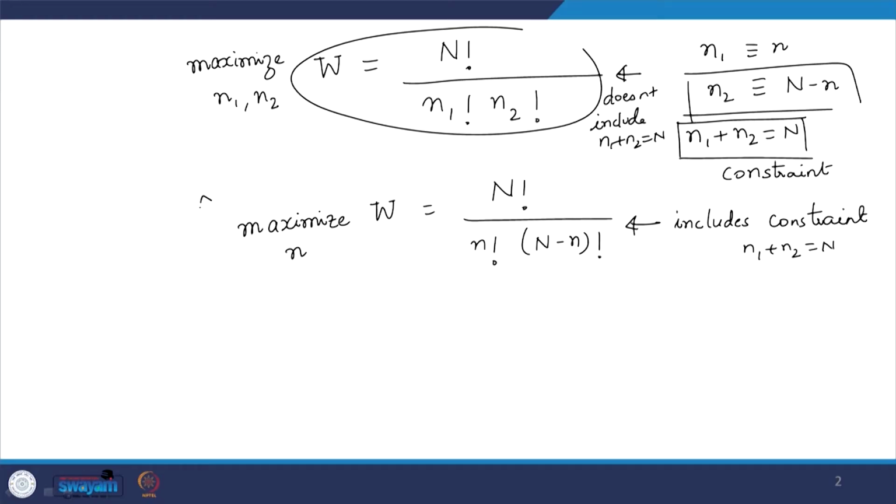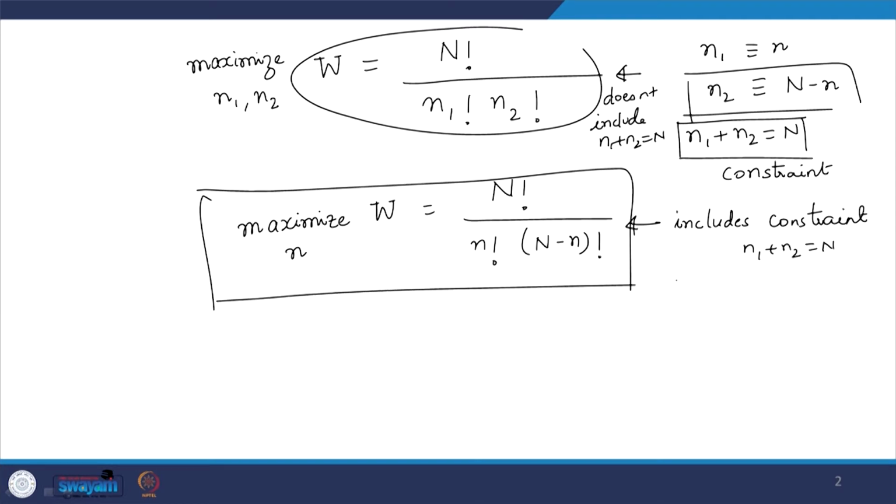So, whenever we are doing maximization, we need to have a way to include the constraint. When I write the problem in this way, we have included the effect of the constraint by eliminating the variable n2, and we eliminated it using the constraint. In the next class, we will see a better, more systematic way of doing it, the use of something called Lagrange multipliers, but let us stick with this for the moment.